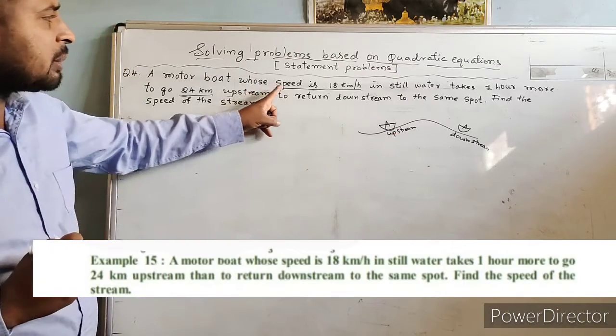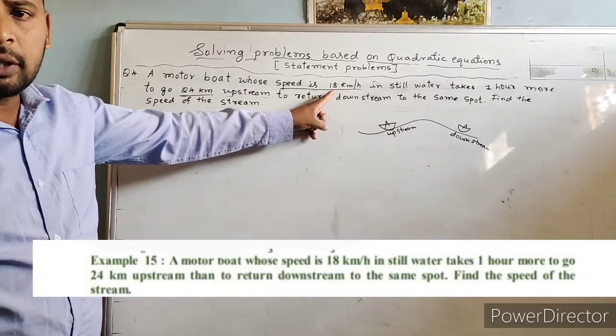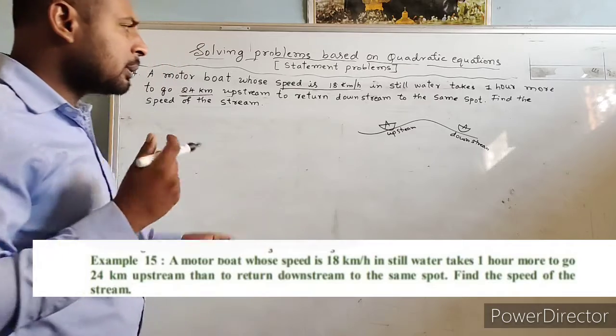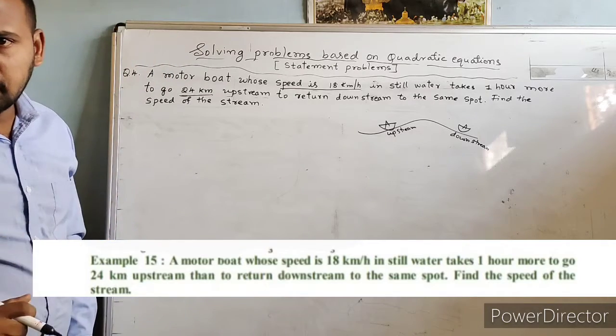Here the average speed of the motorboat is given as 18 km per hour. So therefore let the speed of the stream be x km per hour.